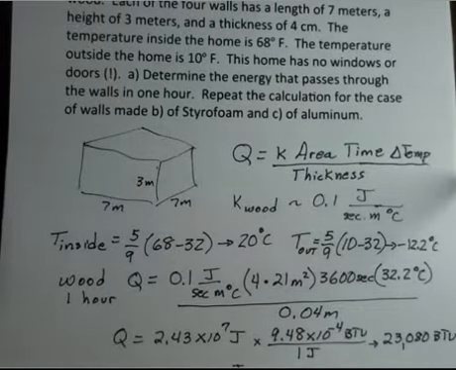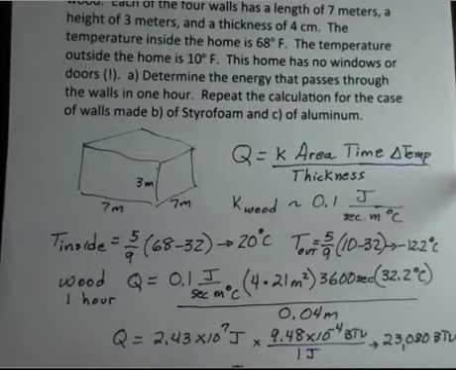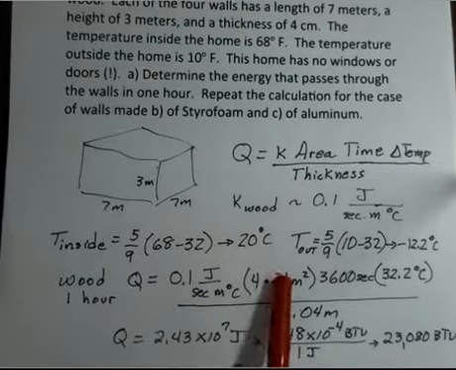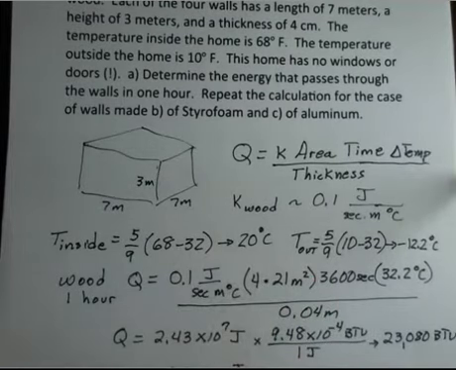And you know, this is in the ballpark. It's in the range. A furnace in the Midwest might be rated at 50,000 BTUs per hour. And this calculation is showing an energy loss of 23,000 BTUs. So that's for wood. How would we calculate for styrofoam? Would we go through all these steps and repeat the calculation?